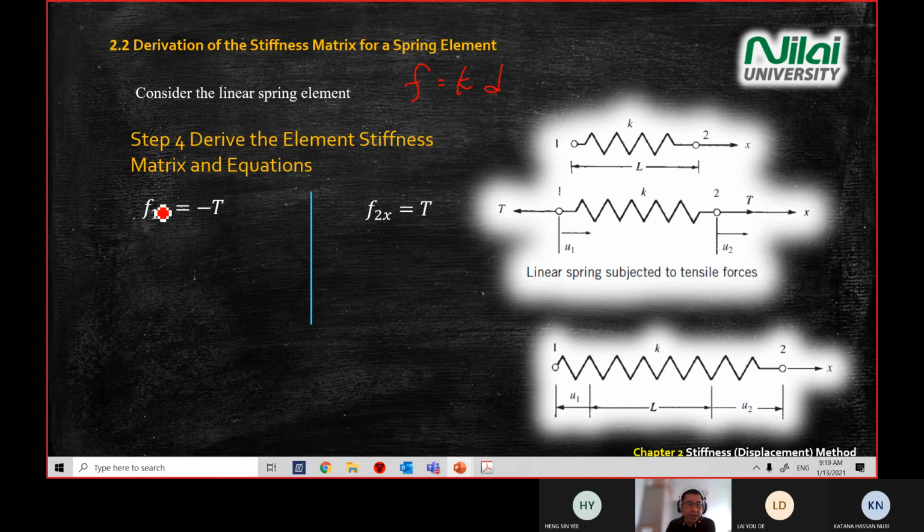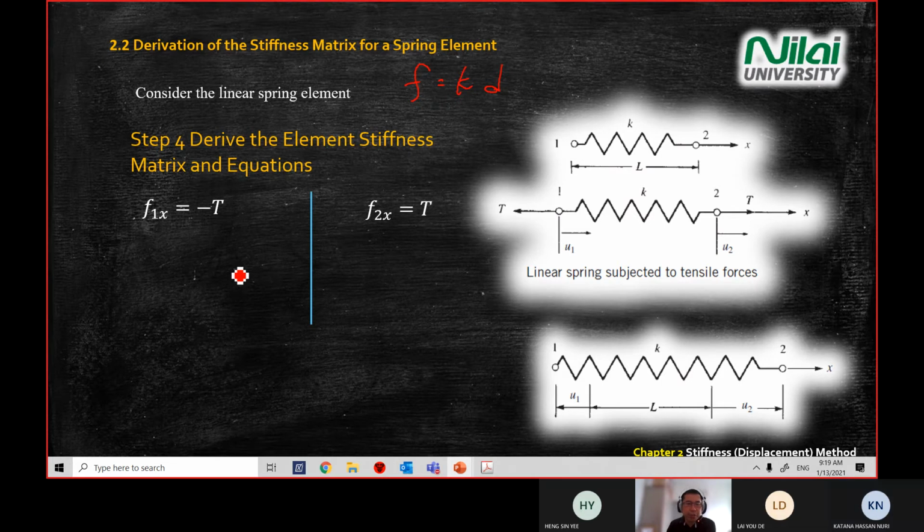F1x means force at point 1 with the value of negative T. Why negative T? Because your T is moving opposite of your x direction. And force at point 2 is a positive T. Any questions so far for your force component? Katana, you all right? Yes. Okay, good.